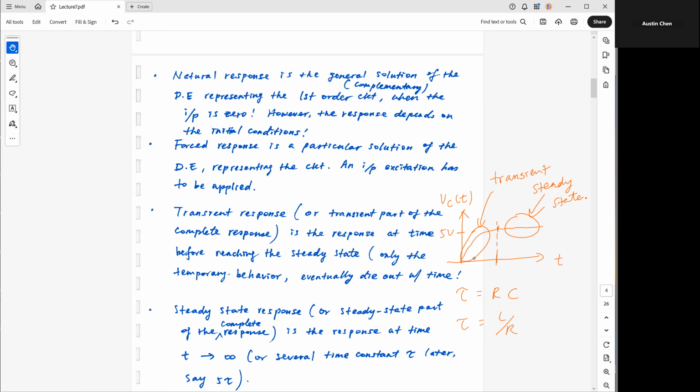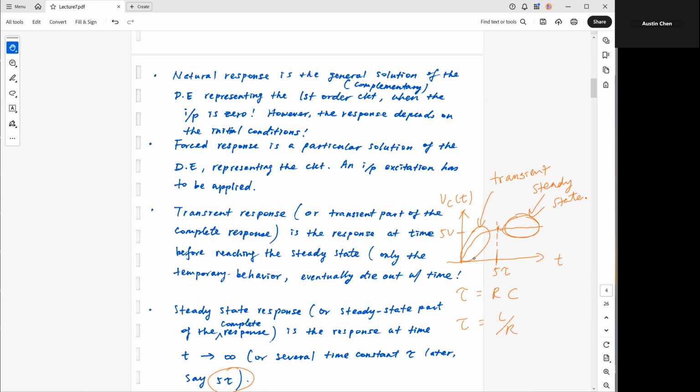Now, in order to determine this boundary, I do have a proof on the very last page to show you that if T is equal to 5 times tau, then this capacitor voltage is very, very close to the final value. How close? Roughly 99.3% of the final value. So if you take that 99.3% multiplied by 5 volts, you're very, very close to the final value, which is 5 volts in this case.